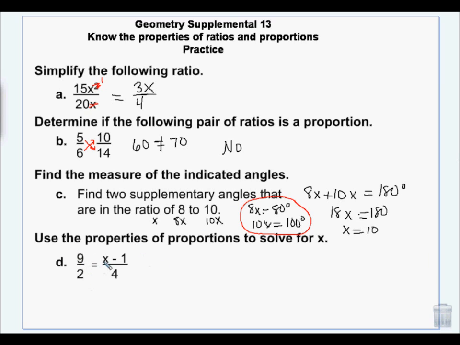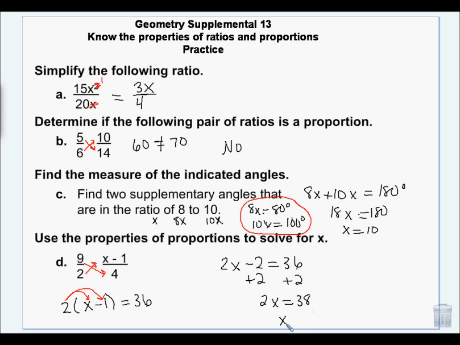And then if I want to solve for x here, I'm going to cross multiply. So I have 2 times x minus 1 is equal to 36. And I'm going to distribute that 2. And I get 2x minus 2 equals 36. Add 2 to both sides. 2x equals 38. So x is 19.